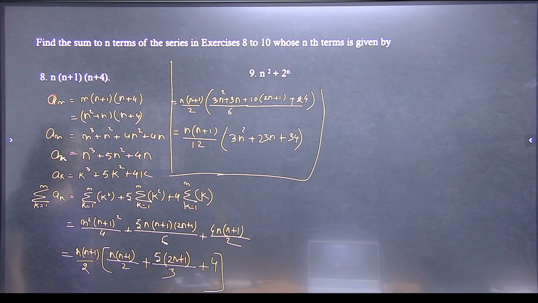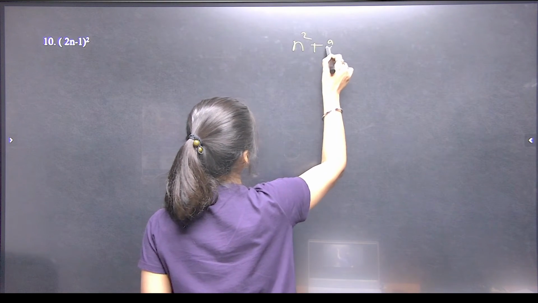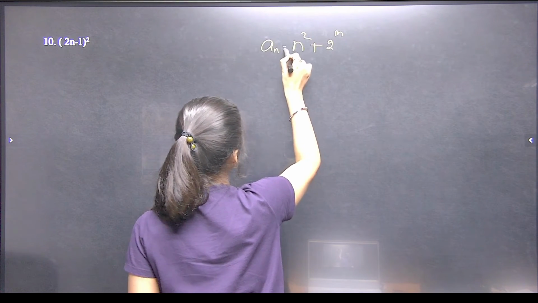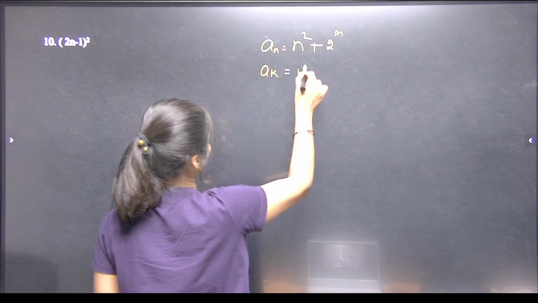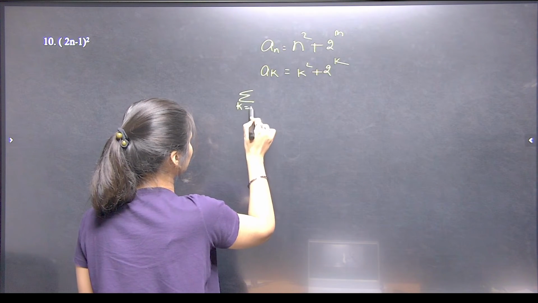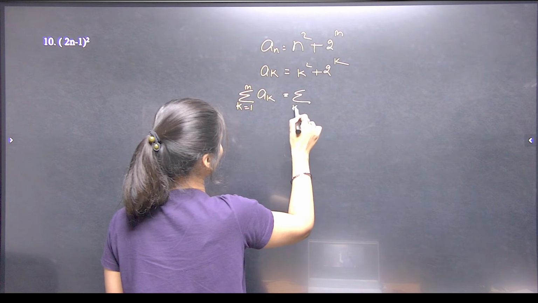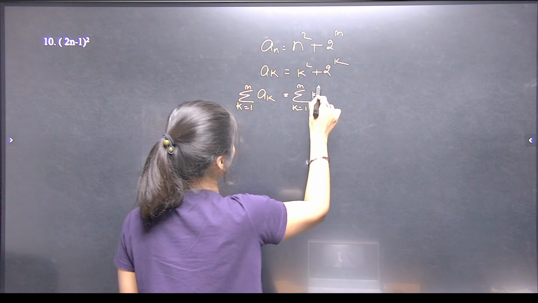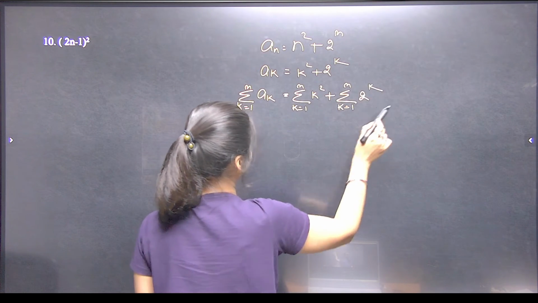Now the next question is question number 9, which I am going to discuss in the next slide. It is n square plus 2 to the power n. This is the nth term. What should be the kth term? The kth term is k square plus 2 to the power k. If I put the summation, the summation k from 1 to n of a_k is equal to summation k equal to 1 to n of k square plus summation k equal to 1 to n of 2 to the power k.